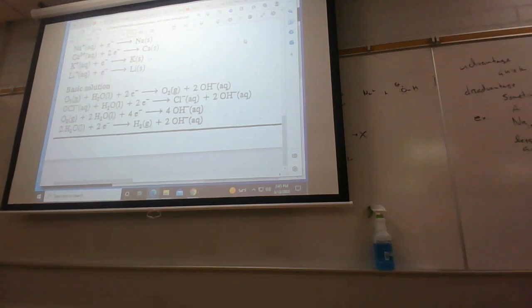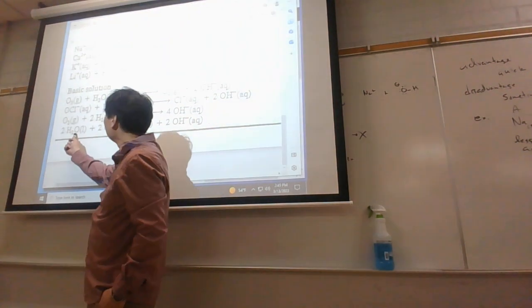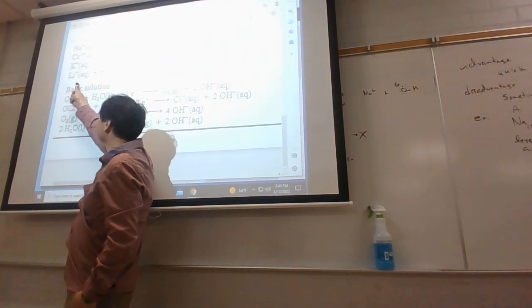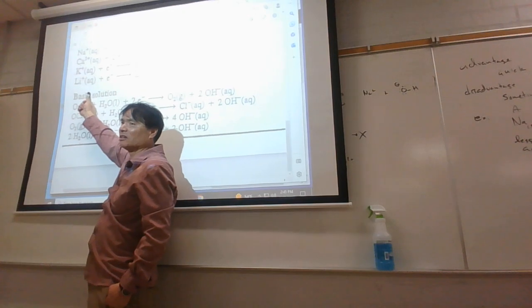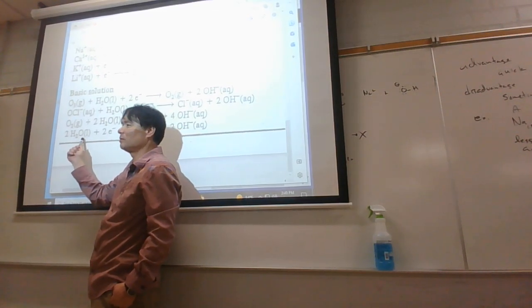But when I look at water here, do you see it's on the fluorine side? Wait a minute, didn't I say lithium ion was the weakest oxidizer? Shouldn't water be the weakest oxidizer? It's at the bottom of the chart.